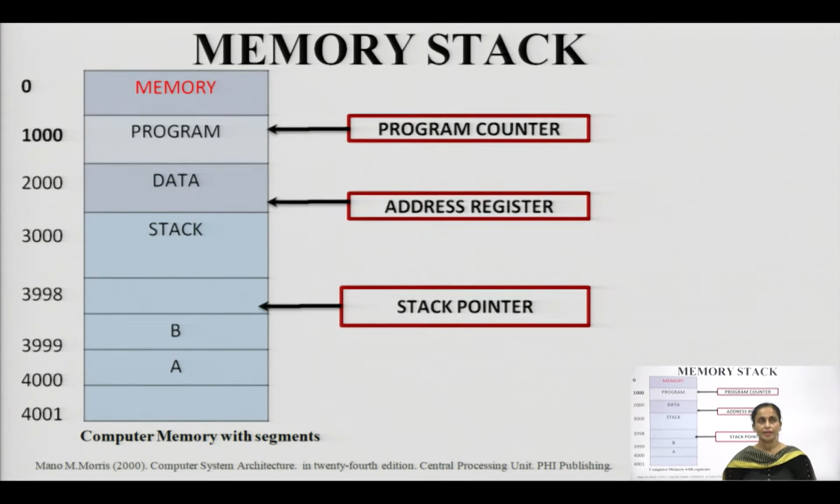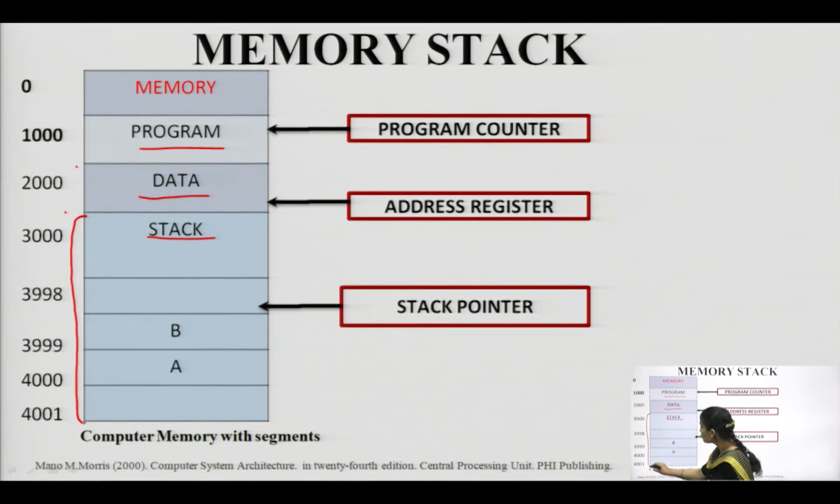Here my memory is being partitioned into 3 segments. From the diagram it is very clear: one segment is my program segment, ranging from 1000 to 1999 in this case. The second is the data segment, from 2000 to 2999, and the third one is the stack segment, ranging from 3000 to 4001 in this example.